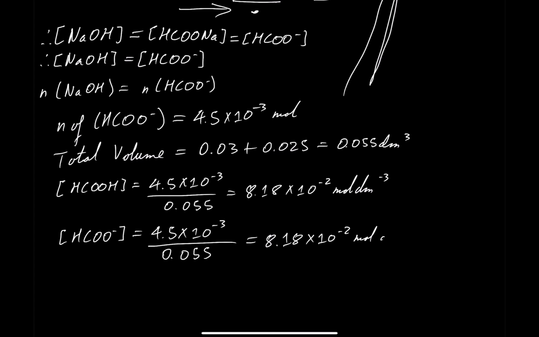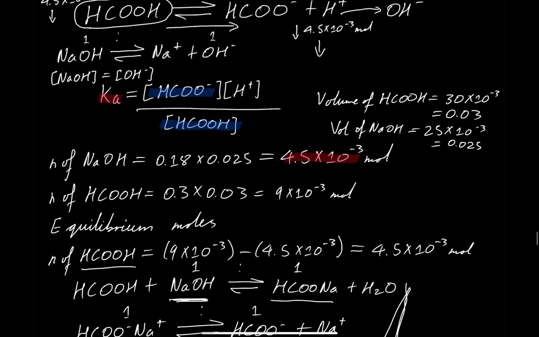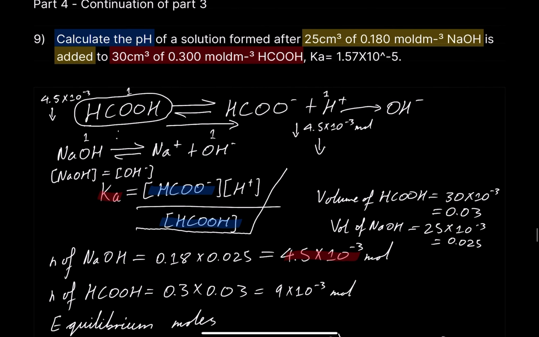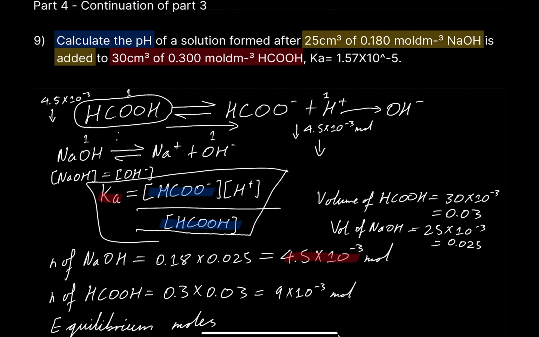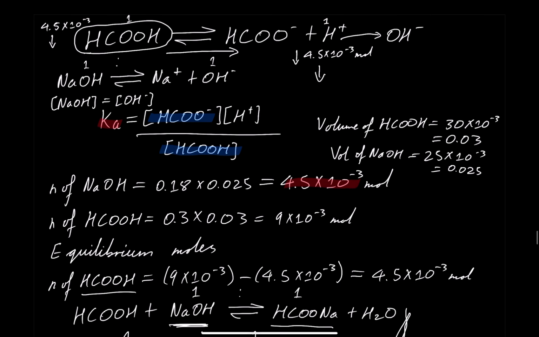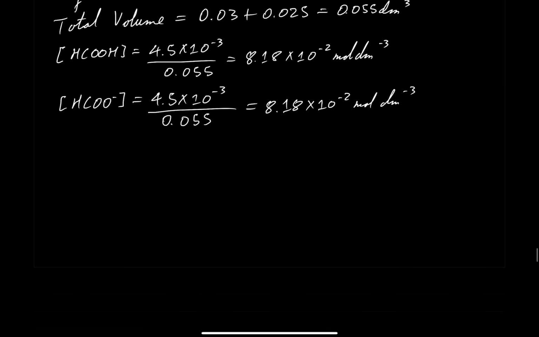moles per dm cubed. We rearrange this equation because we're trying to work out the H plus concentration, right? So the H plus concentration is equal to our Ka multiplied by our methanoic acid, or HA, over our methanoate ion.